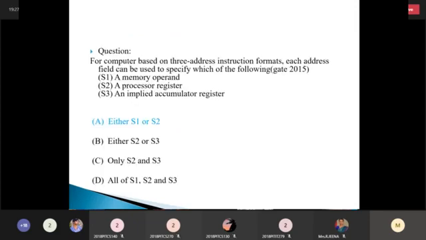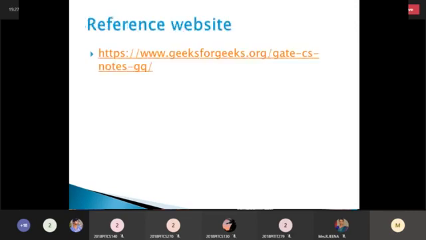Okay. So next the question here. For a computer based on the 3-address instruction format, each address field can be used to specify which of the following: S1, a memory operand; S2, a processor register; S3, an implied accumulator register. So for a computer-based three-address instruction format, each address field can be used to specify both S1 and S2, that is our memory operand as well as our processor register. So either S1 or S2.